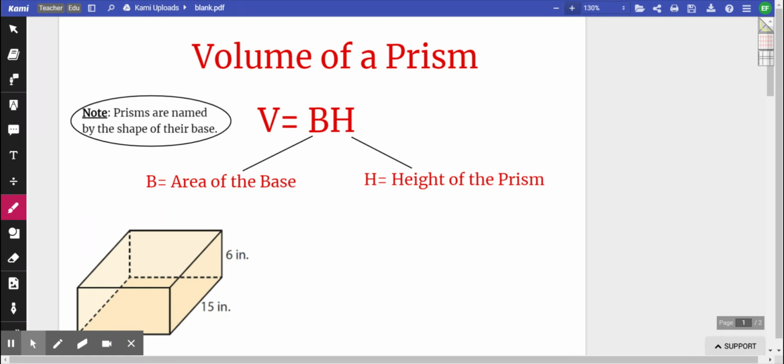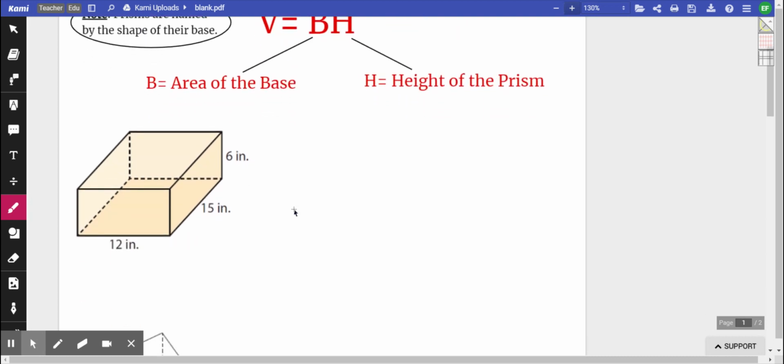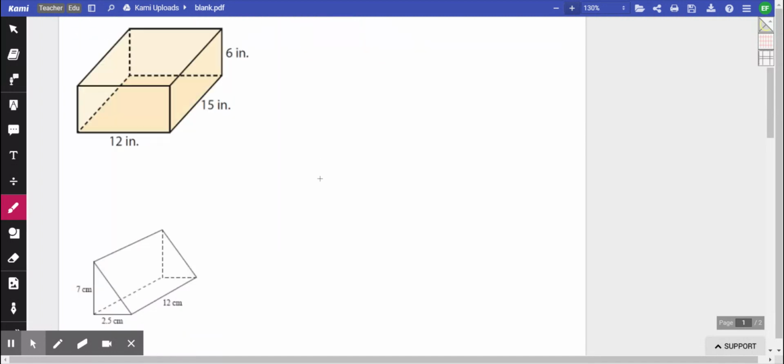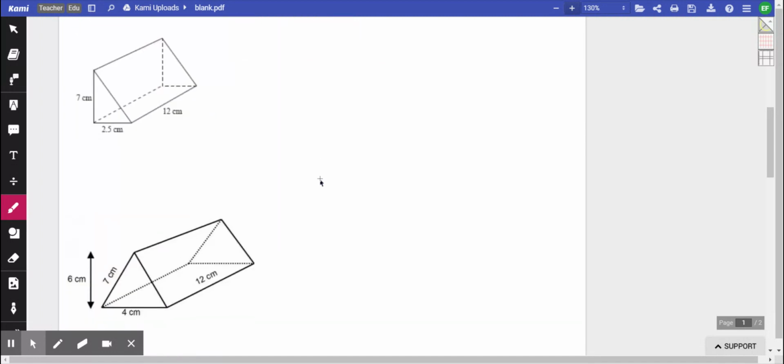Even though it's a generic formula here, that formula, as you'll see as we go through the examples, is going to change depending on what our base is. Something to note too is prisms are named by the shape of their base. So if we look through our examples here, this is one type of prism, and then here are two more.